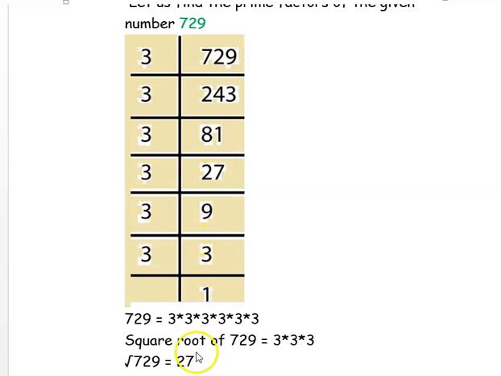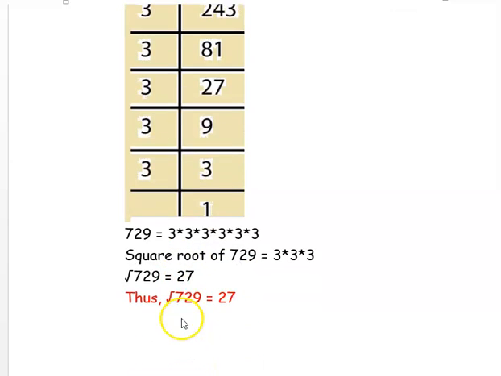Now we'll write the prime factors of 729: 3 into 3 into 3 into 3 into 3 into 3. There are six 3's. Now the square root of 729 is 3 into 3 into 3, because we have to write only one 3 from each pair. We have 3 pairs, so I am writing 3 only three times. 3 threes are 9, and 9 times 3 is 27. So the square root of 729 is 27.